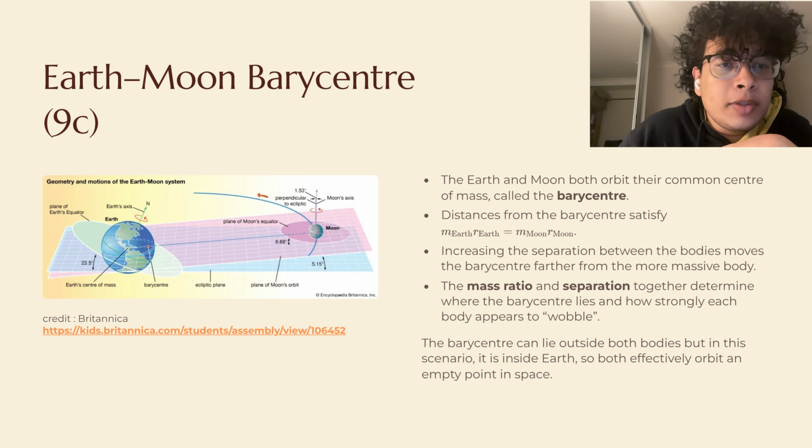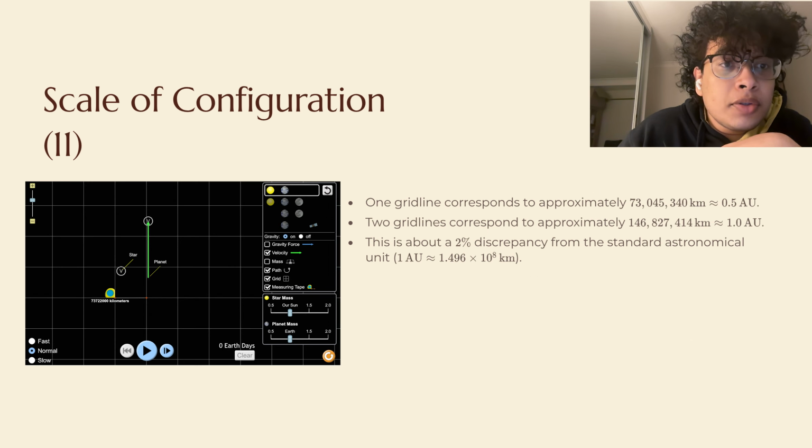Let's explore how to calibrate the distances using the simultaneous measuring tips. 1 grid corresponds to 73 million kilometers, which is roughly 0.5 astronomical units. So this means that two grid lines equal roughly 1 astronomical unit, with 2% off from the official value of 149,597,870 kilometers. It shows a distance of 0.5, 1, 1.5, and 2 astronomical units here.